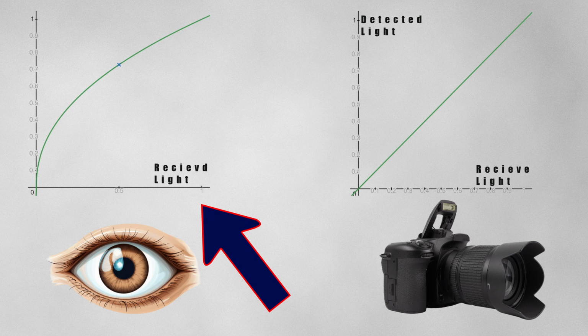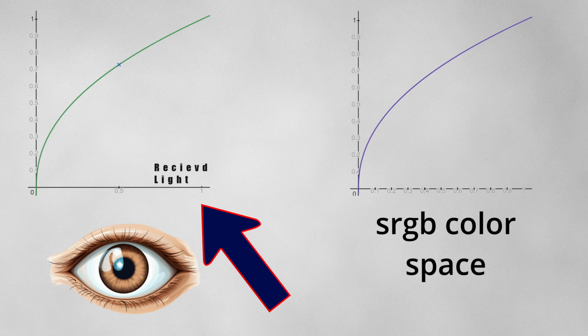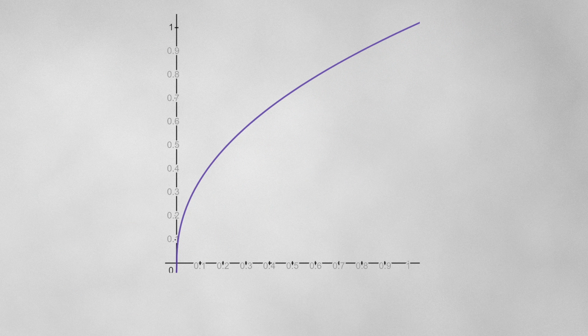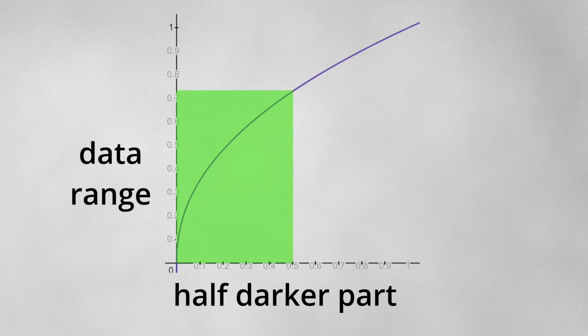Now look at this curve. Isn't this similar to the sRGB curve which I showed you before? And why is this similarity useful? Storing data in sRGB color space is useful because we spend more data for darker areas and less in brighter areas.